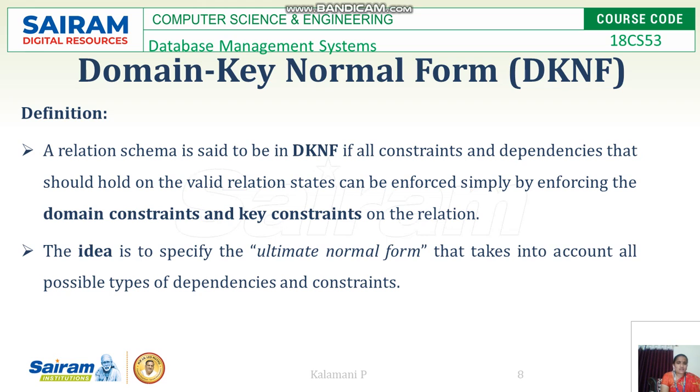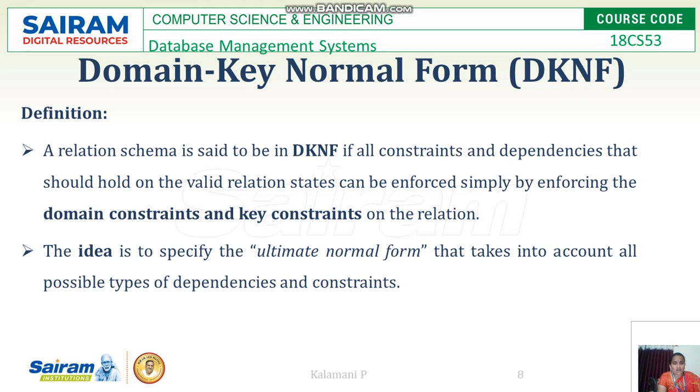And the next one is the domain key normal form, DKNF. This is one type of normal form. A relation schema is said to be in domain key normal form if all constraints and dependencies that should hold on valid relation states can be enforced simply by enforcing the domain constraints and key constraints on the relation. So any valid relation state should satisfy all the domain constraints and key constraints of the relation. That is why it is called domain key normal form.